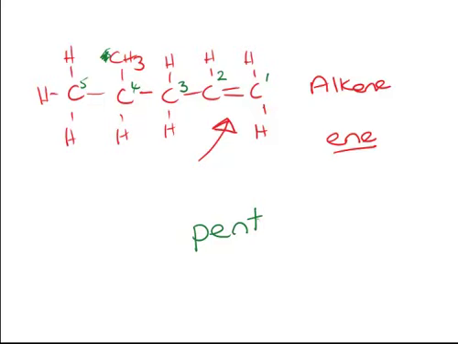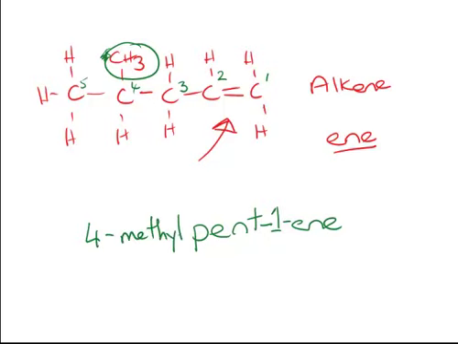Now we've got to say where the double bond is, and the double bond's between the number 1 and 2. So we give it the lowest number, which of course is 1, not 2. It's 1. So we can write that as pent-1-ene, which is my personal preference. That's the number 1 there. Or we could write it as 1-pentene like this. I'm going to stick with the top one. And then we've got a methyl group on the number 4. So that's 4-methyl-pent-1-ene. Okay, and that's that one named.